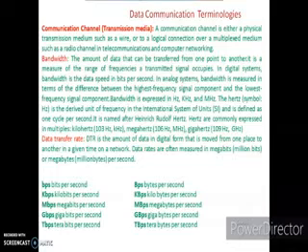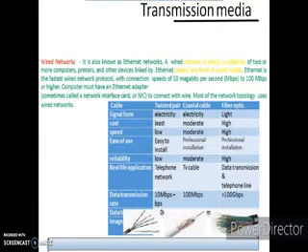Now there are various units like bps, bits per second, kilobits per second, megabits per second, gigabits per second, terabits per second. Now, what is a byte? A byte is equal to 8 bits. Now it is bytes per second, kilobytes per second, megabytes per second, gigabytes per second, terabytes per second.